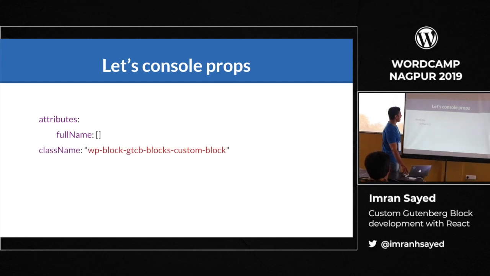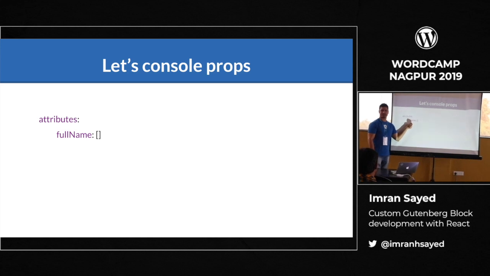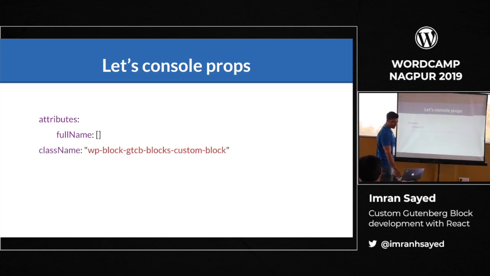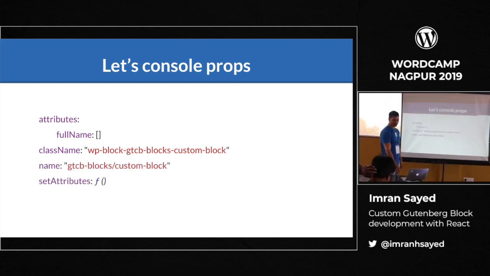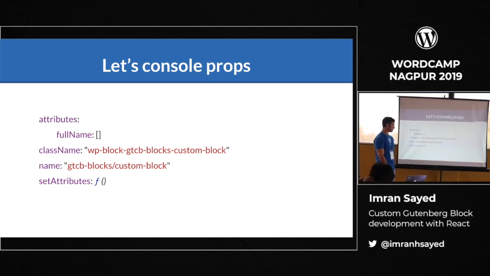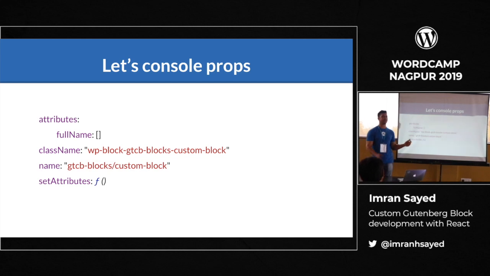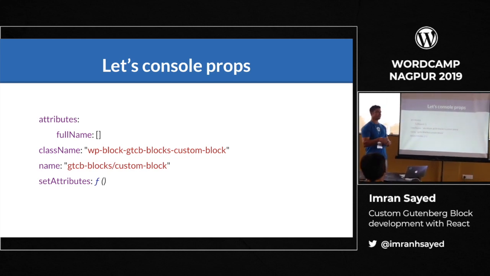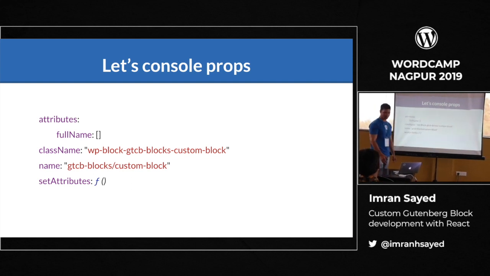When you console log attributes, you will see it's an object. It gives you full name as key, and then you have an array available. Currently it's empty because the user hasn't typed anything inside of this. Then you have class name, you have the name of the block. It gives you more information, but I'm only showing you the ones which are related to this now. You have a setAttributes function. Have you heard of setState in React? What setState does is it goes ahead and changes the state value, updates the state value. The same thing is done using setAttributes in Gutenberg.